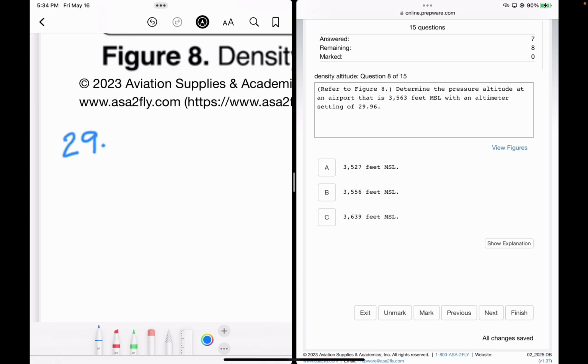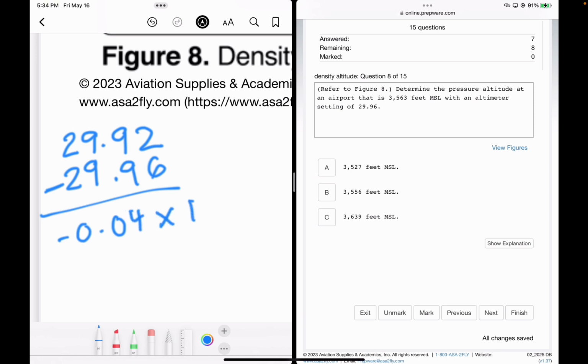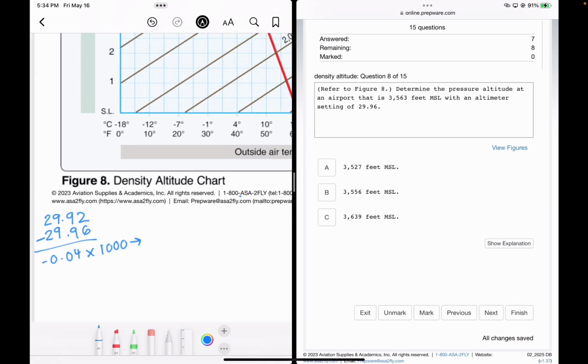So 29.92. That is the standard. And then we write down the number that they gave us, 29.96. We subtract that. Okay, calculators out, everybody. 29.92 minus 29.96. That gives us negative 0.04. You multiply that by 1,000. What does that give you? Okay, I got negative 40.